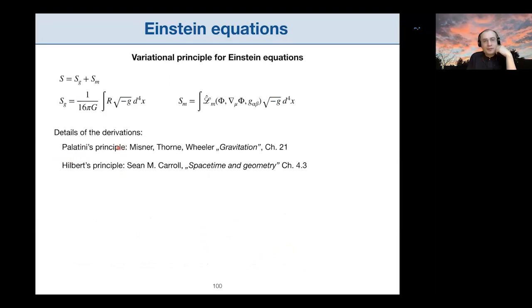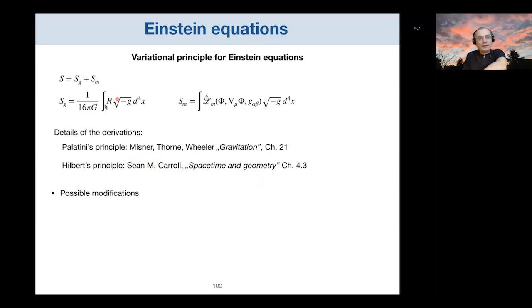I will not present the details of the derivation. If you are curious, Palatini's principle is nicely described in Misner-Thorne-Wheeler in the 21st chapter. For Hilbert's principle, the nicest derivation I have seen is in Sean Carroll's textbook, Spacetime and Geometry, in chapter 4.